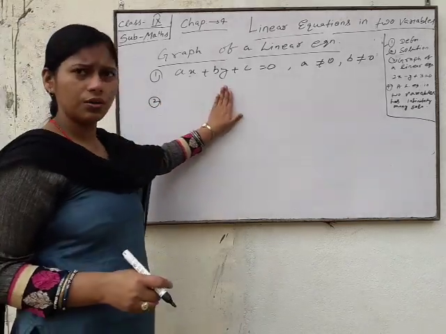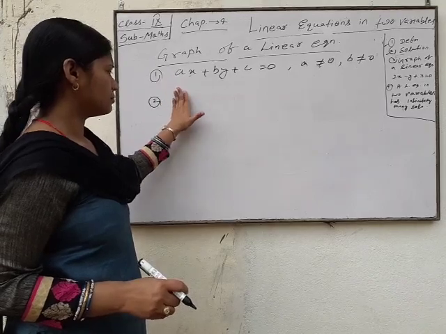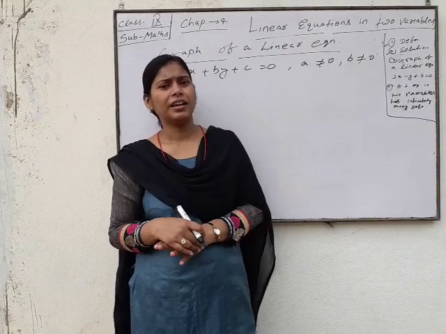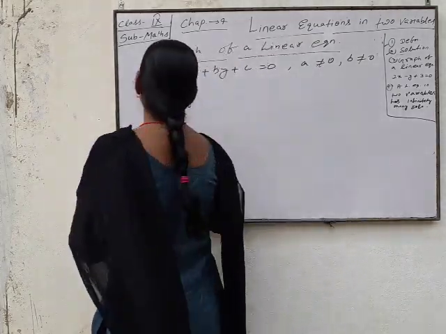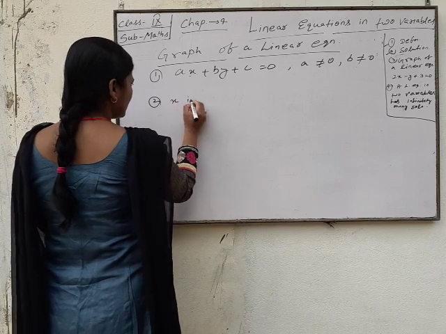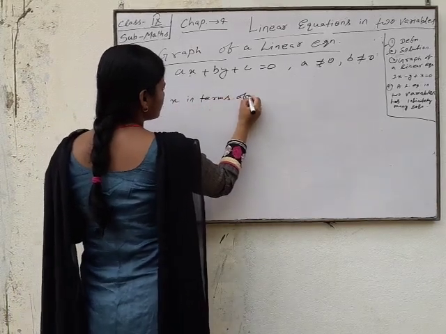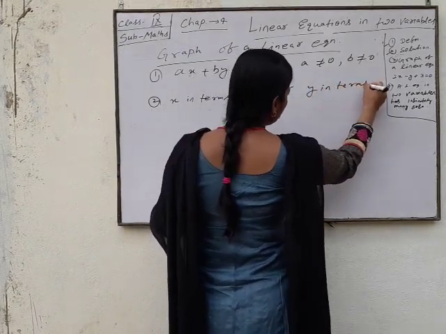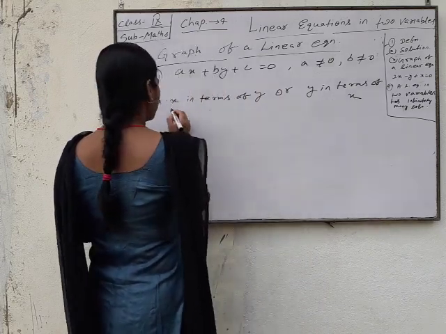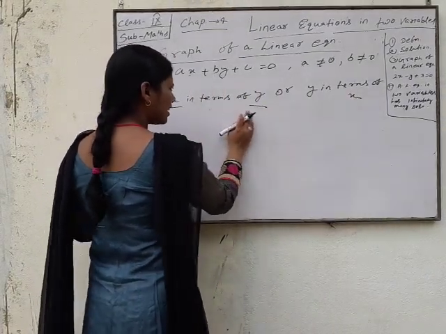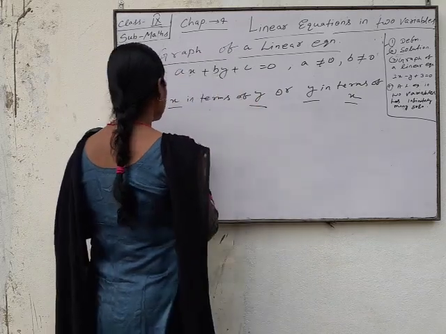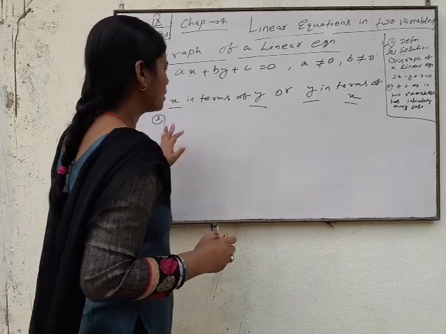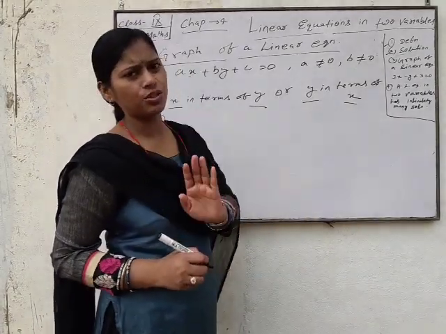This is the given equation. Now find x in terms of y, or y in terms of x. And now, the next point is, you put convenient values of x or y.